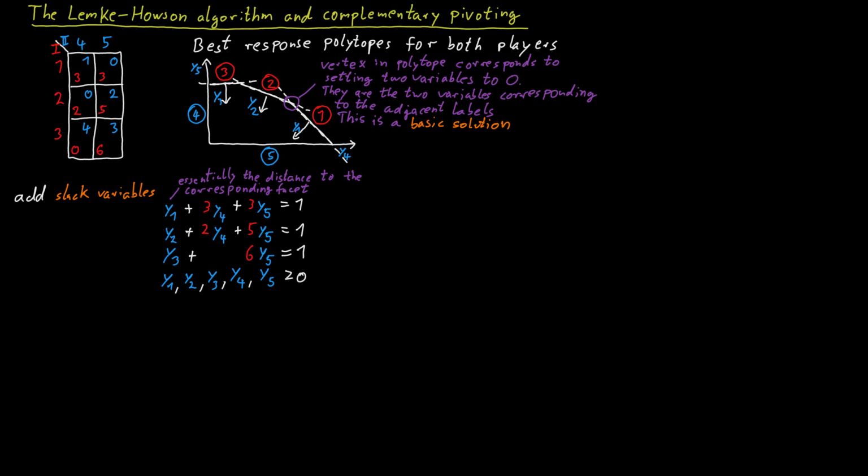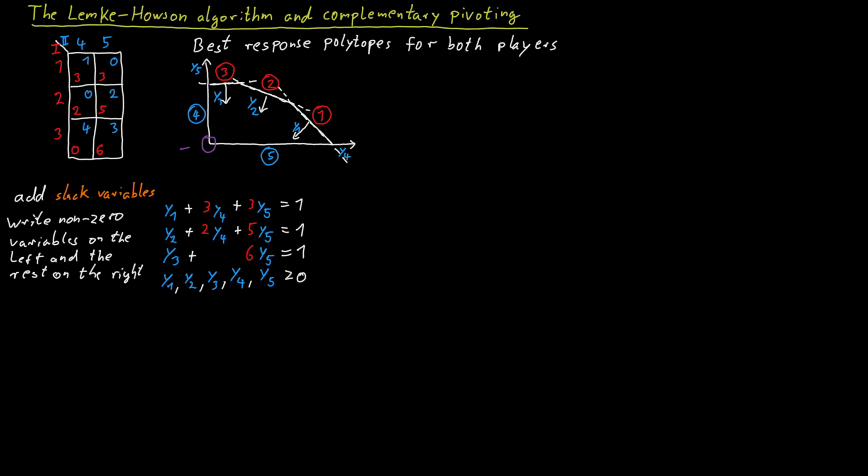The idea is to rearrange these equalities in such a way that all the non-zero variables are on the left side and all the zero variables are on the right side of the equality. Let's look at an example. So let's look at this point, this origin point where y4 and y5 are 0.